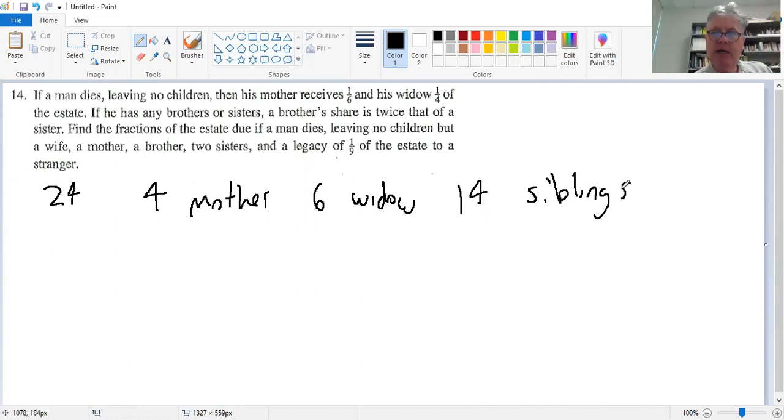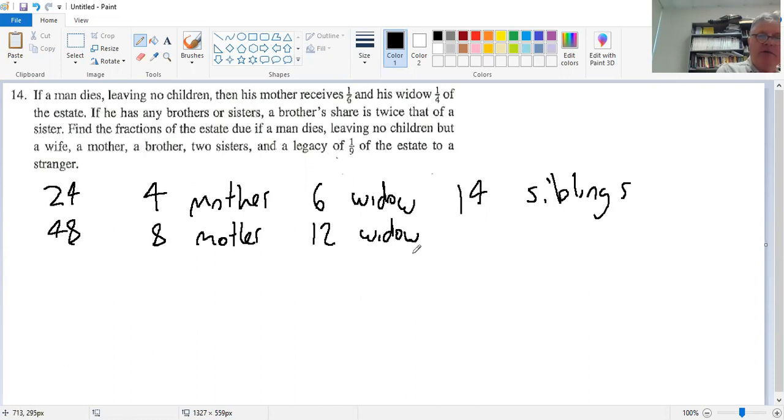Okay, but the 14 needs to be divided into 4, so let's make it 48 shares, in which case there's 8 to the mother, 12 to the widow. Now there's 24 to the siblings, and now we can divide that up because then there'll be 14 to the brother, and then 7 to each sister.